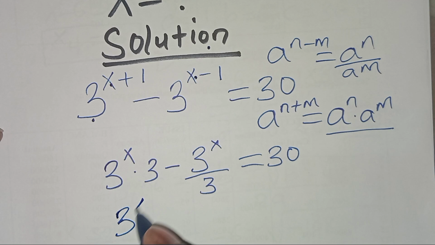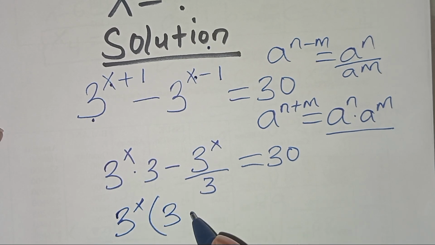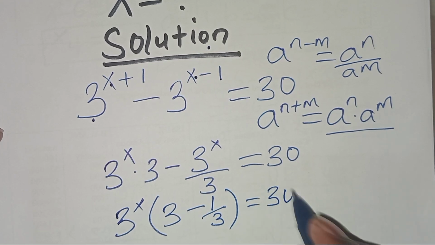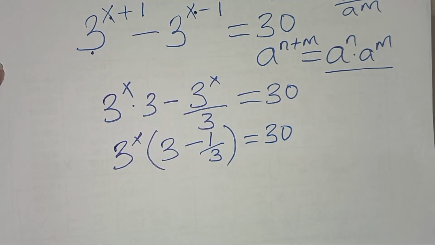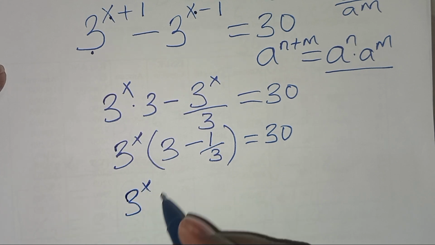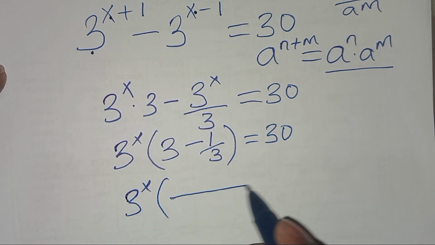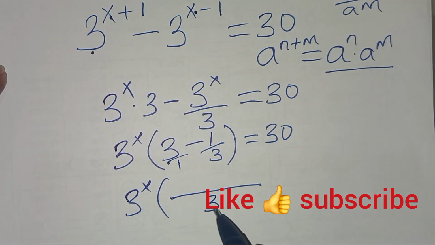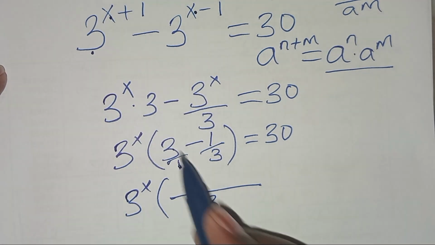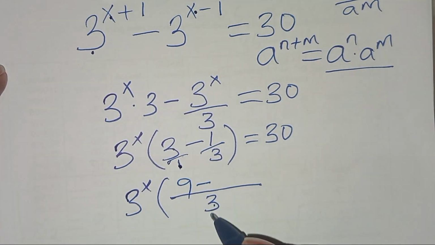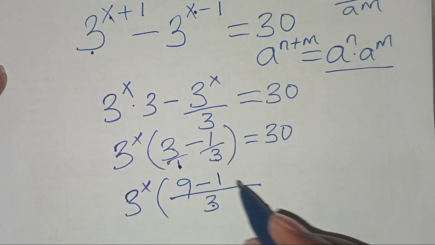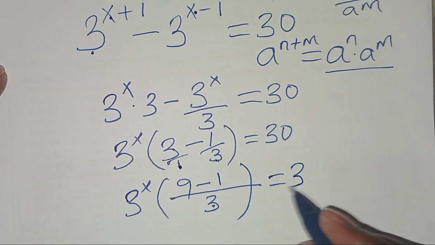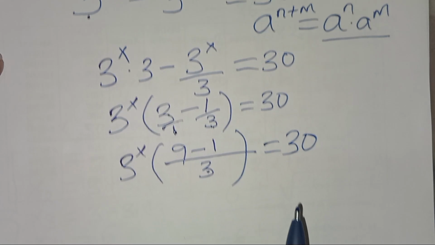We factor out 3 to the power x, so that now we'll have 3 subtract 1 over 3, equal to 30. Now here we have 3 to the power x times the parentheses. Now 3 is a whole number, so it is over 1. The LCM here is 3. So 3 divided by 1 is 3, 3 times 3 is 9. Subtract 3 divided by 3 is 1, 1 times 1 is 1. This is equal to 30.